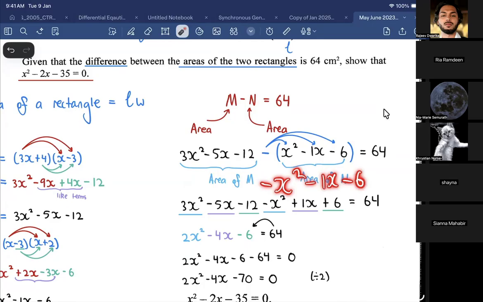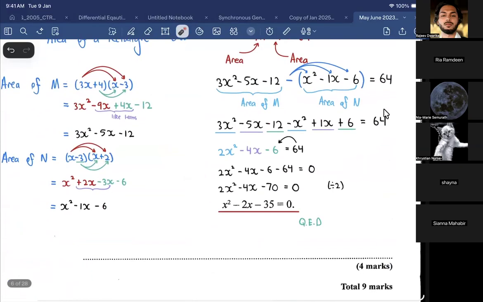Because it was negative n, sir. Exactly. And if I only apply the negative to the x squared, is x squared the area of N? No, sir. Is just x squared? No. What is the full area of N? X squared minus 1x minus 6. Right. So you need to negate all those elements. So minus x squared plus x plus 6.